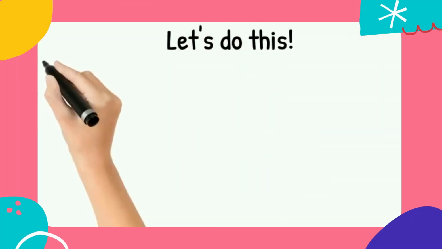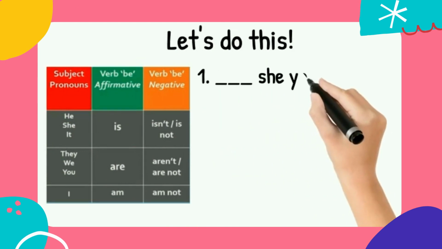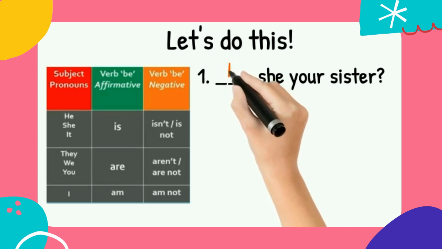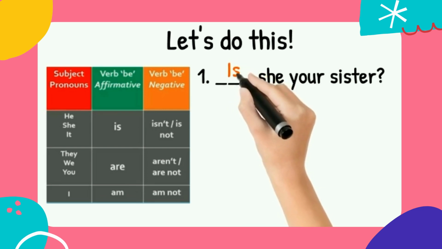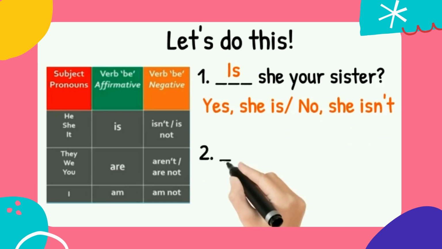Okay, let's do this. Remember the table that I shared with you before? So you are going to refer to the table to answer the question. Number 1, she, your sister. So what is the subject pronoun for this question? Yes, she. So what is the verb affirmative for this subject pronoun? Is. Very good. So the question, is she your sister? Someone is asking you, so you have to answer, yes, she is, or no, she isn't.